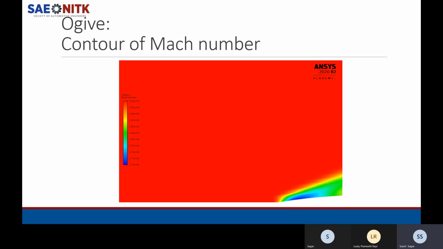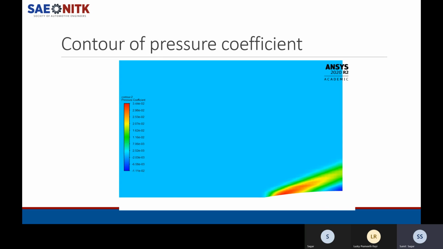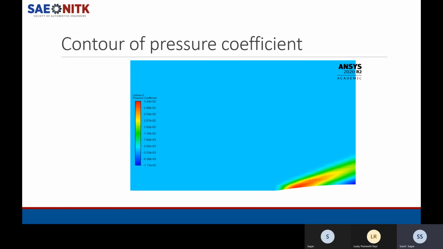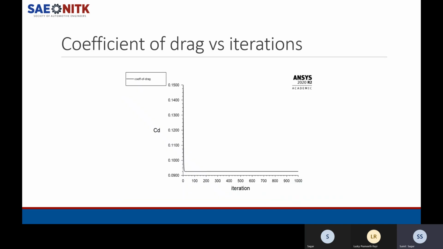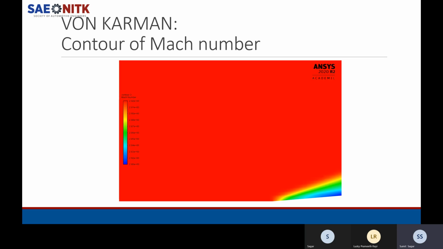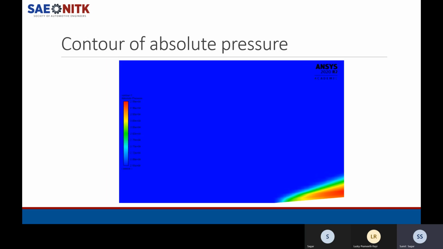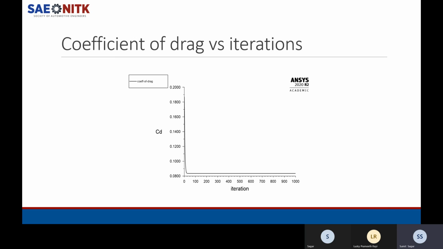Again for the Ogive profile we have the contour of Mach number and the contour of pressure coefficient, which varies from minus 1.11 to 3.44. Again we have the contour of absolute pressure and the coefficient of drag versus iterations. These contours and graphs will help us evaluate which profile is better. For the von Karman profile we likewise have the contour of Mach number, contour of pressure coefficient, contour of absolute pressure, and the coefficient of drag versus iterations graph. These are all the contours and graphs we obtained for analyzing our final results.